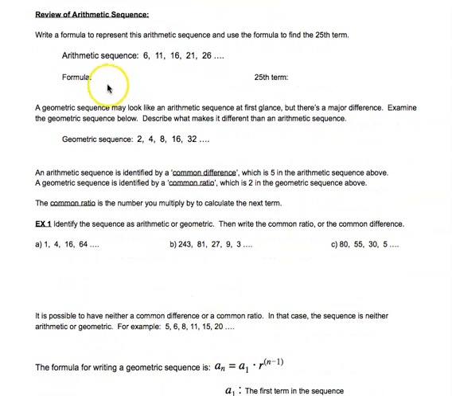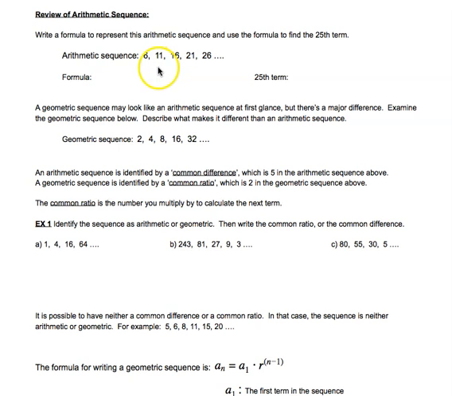So speaking of arithmetic sequences, we're going to do just a real brief review of what you learned about those. And we actually studied these twice, remember, once in Unit 1 and then again in Unit 3. So write a formula to represent this arithmetic sequence and use the formula to find the 25th term. So in this case, my arithmetic sequence is 6, 11, 16, 21, 26, so on and so forth.